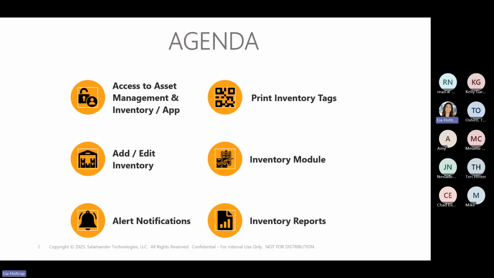So here's a quick look at our agenda. We are going to cover access to the asset management and inventory app. We're going to talk about the differences between the two. We did make some changes to the security user profile within the products, so I want to talk about those changes. We're going to look at how to add and edit inventory, take a look at alert notifications, printing inventory tags, and then take a look at the inventory module and talk about the inventory reports.